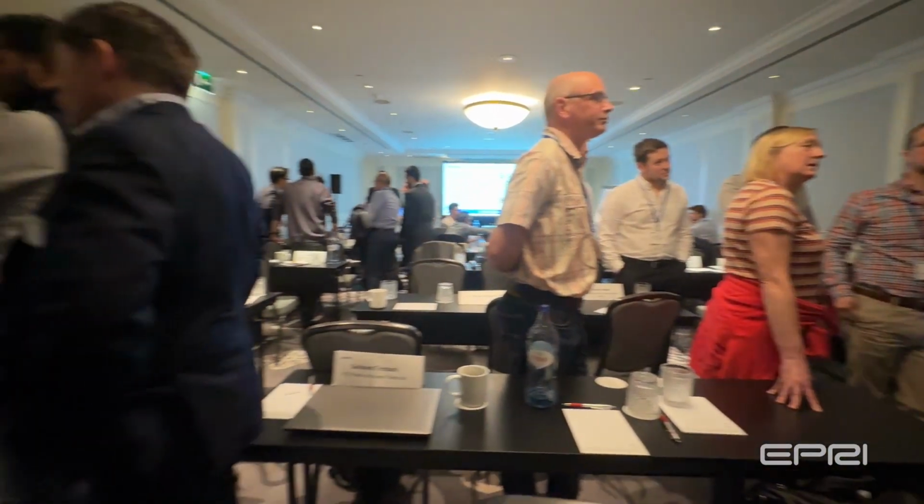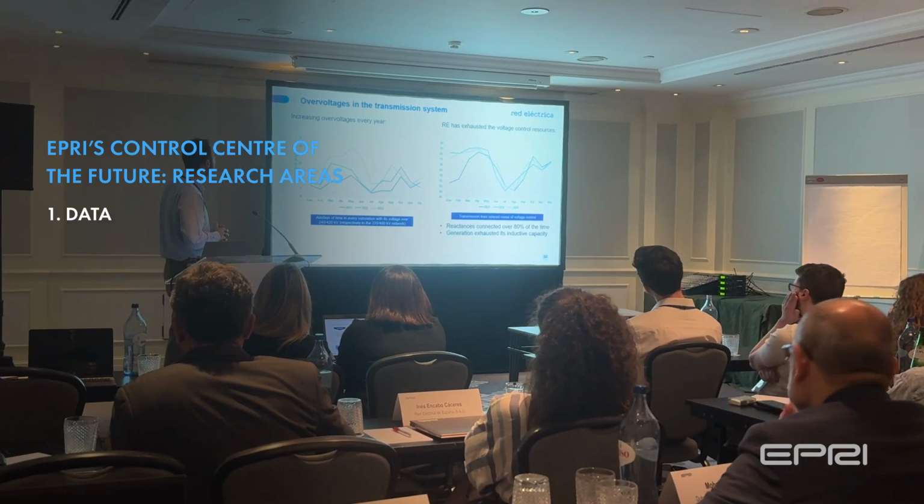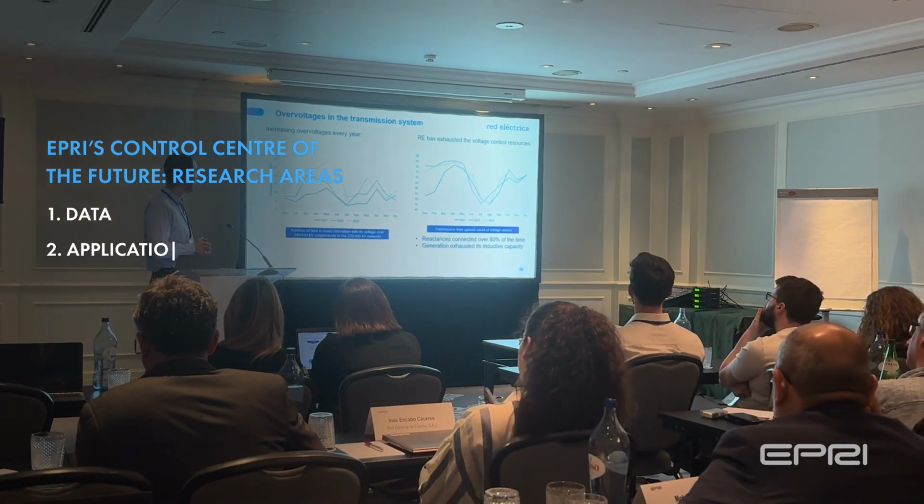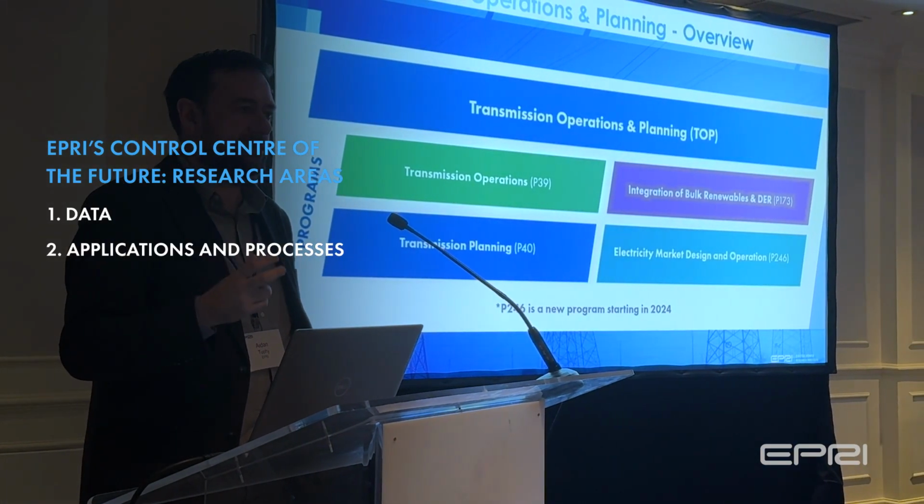We structure our research priorities for control room of the future research in 4 key areas. Data, which looks at operational data such as SCADA, high-speed recording and models. We look at applications and processes, which is concerned with operational technology applications, software, IT such as weather, forecasting, etc.